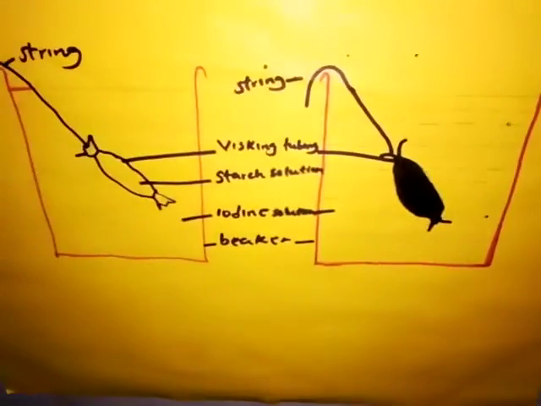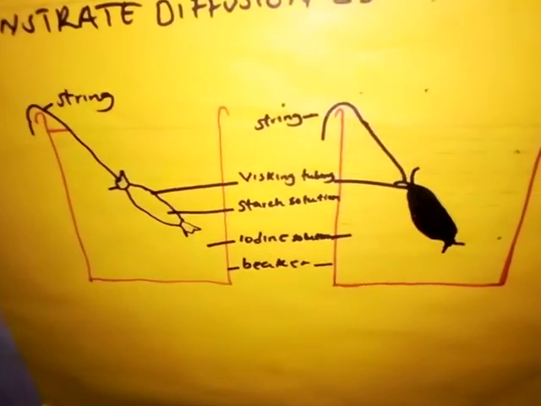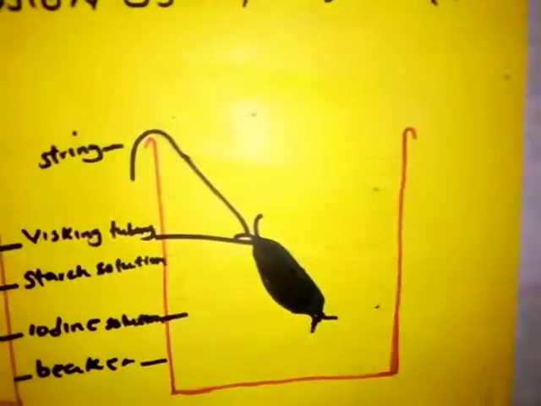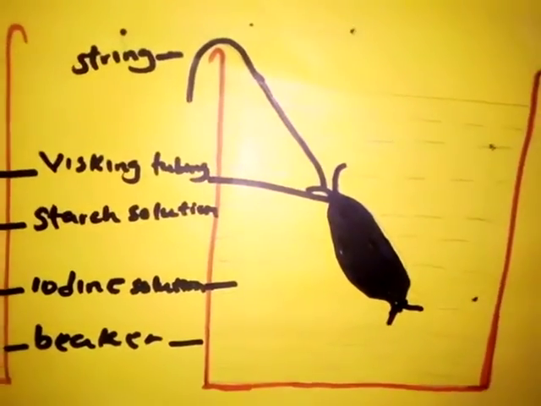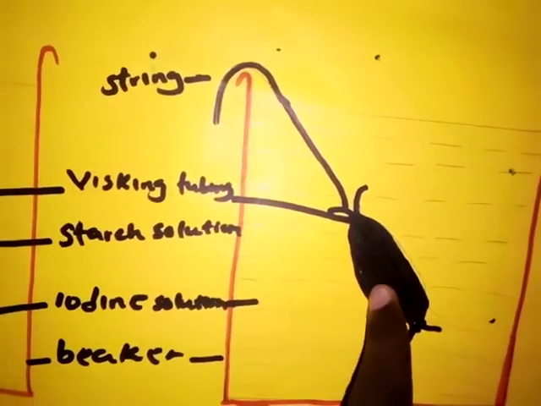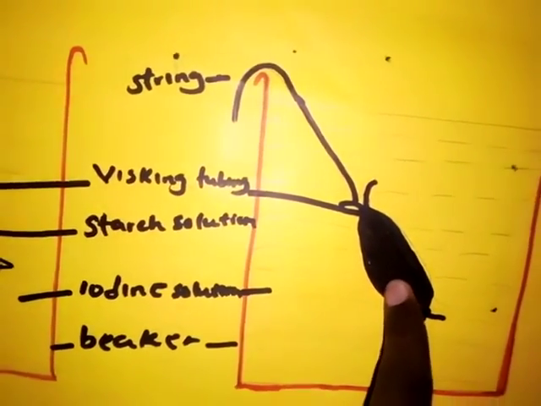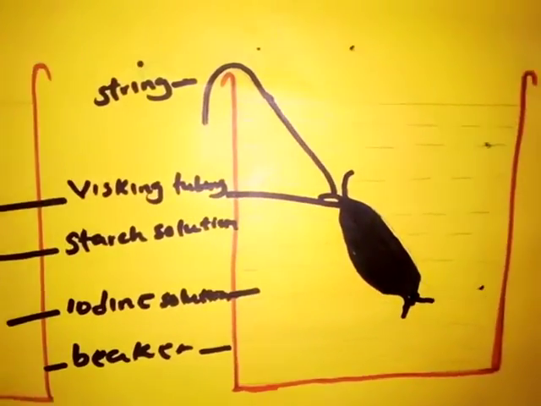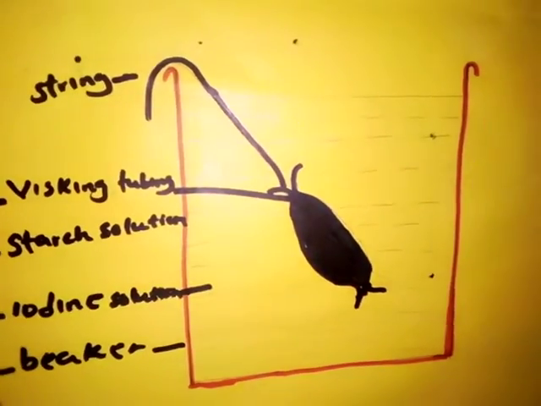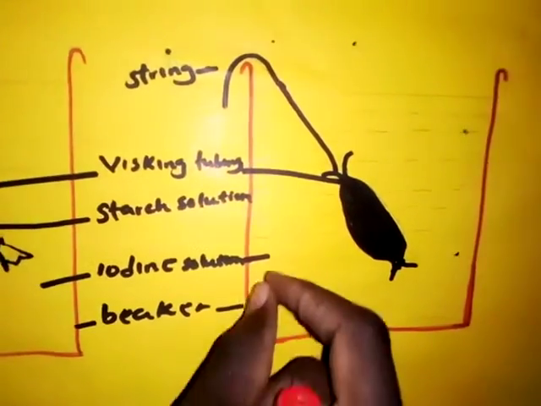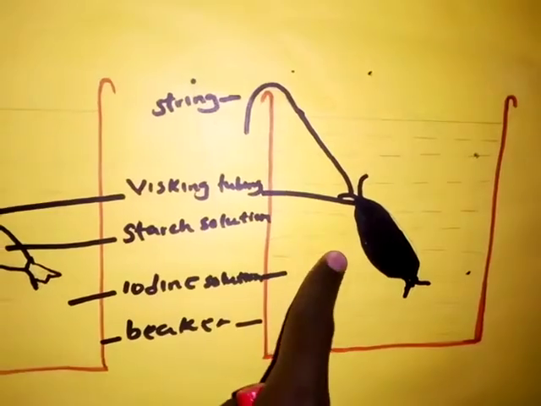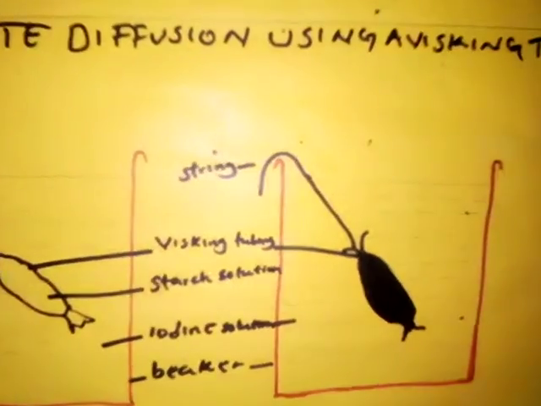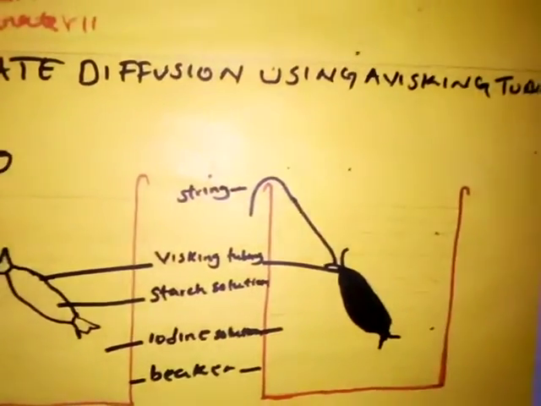So what you should know is that the iodine molecules, because they are small, moved into the whisking tubing through the semi-permeable membrane by a process known as diffusion. The iodine molecules are moving from where they are highly concentrated into the whisking tubing where they are lowly concentrated, through the semi-permeable wall.